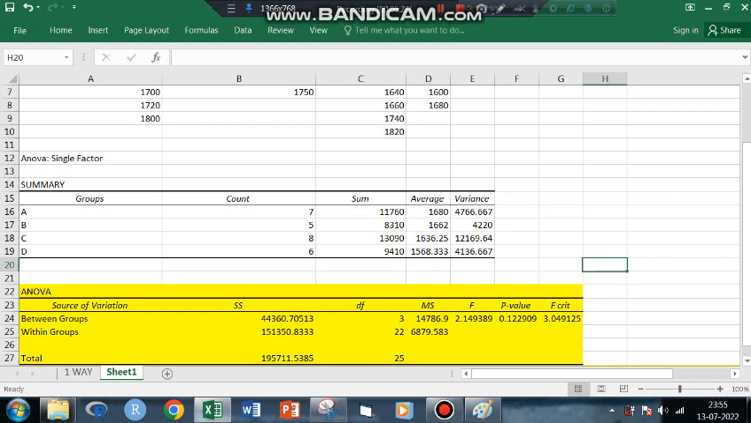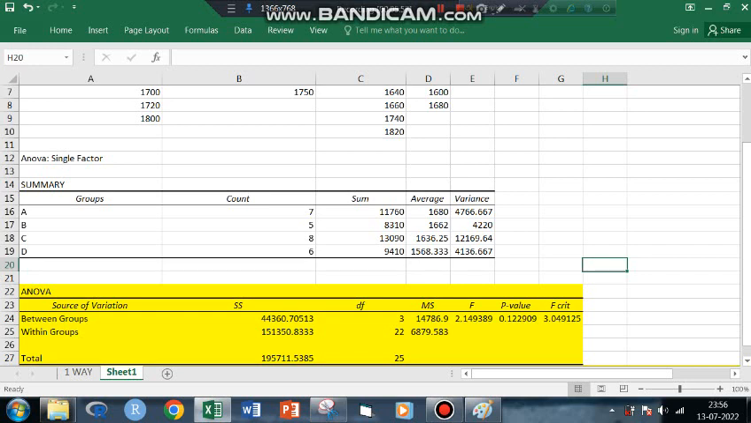it's 4 minus 1, which is 3. And within groups, it is computed with the total. In total we have 26 bulbs, but 1 DF is less because in ANOVA there is an assumption. I'll be saying it later in a theoretical video. Today I'm going to only show the practical aspect. So just keep it in mind: if we have a total of n observations, the total DF will be n minus 1, and if there are k groups, then there will be k minus 1.